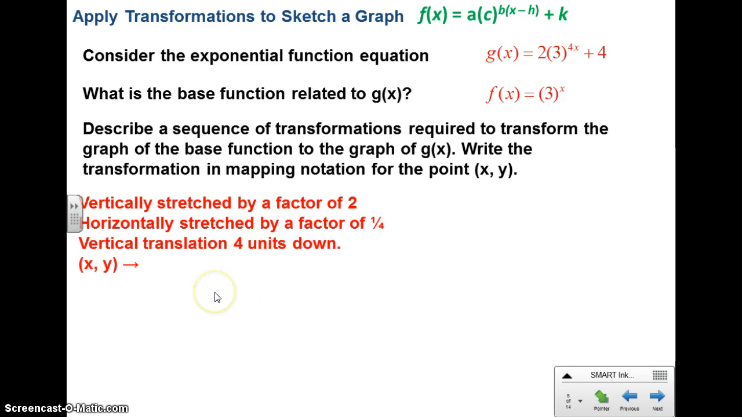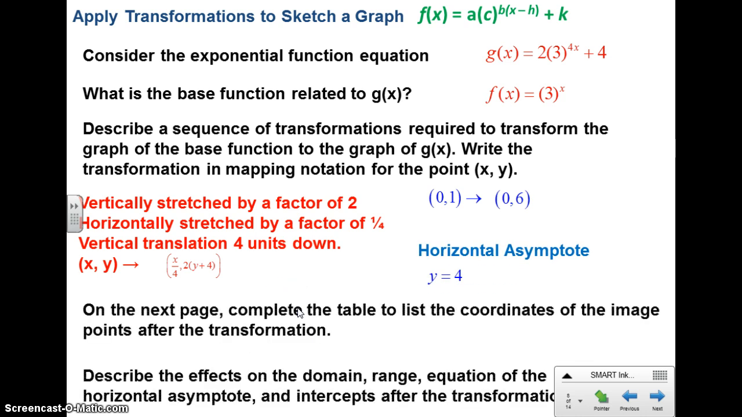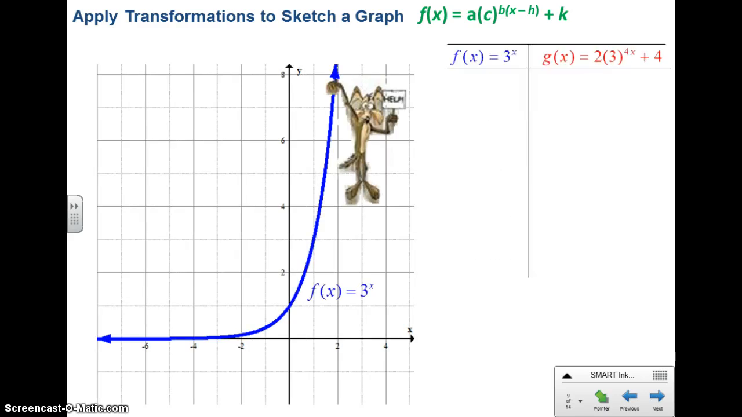Every point can then be described as (x over 4, 2 times y plus 4) if you were to do mapping notation. We talked about that earlier. So now you could pick any point you have and map it to its new coordinates. What would happen to (0, 1)? If you map it using this formula, you end up with (0, 6). What would your horizontal asymptote be? y equals 4.